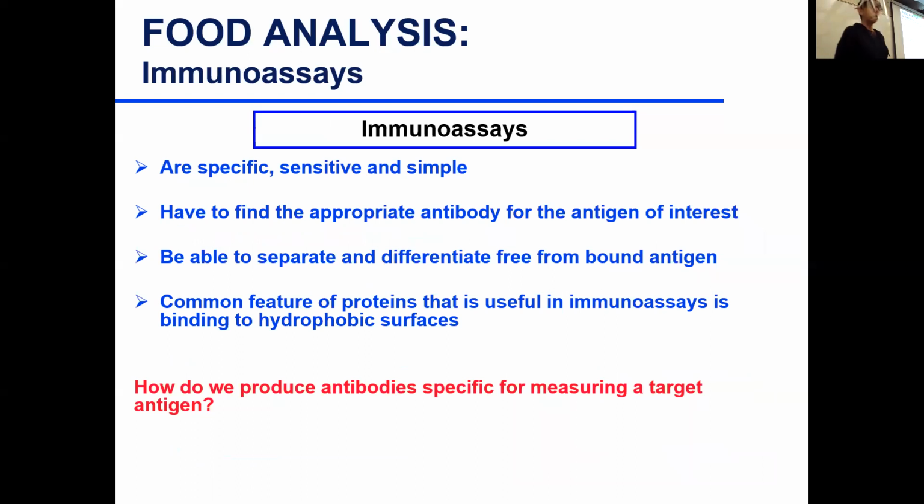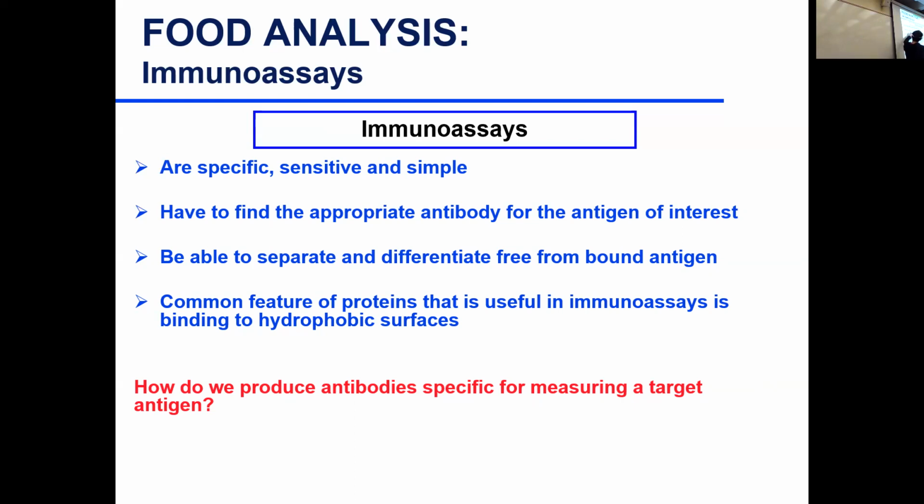So there are specific considerations when we're using immunoassays. First of all, immunoassays are specific: antibodies to the antigen, a very, very specific reaction. It's very sensitive, so we have a low threshold, and it's very simple, with a lot of kits out there that can potentially be used for our assays.